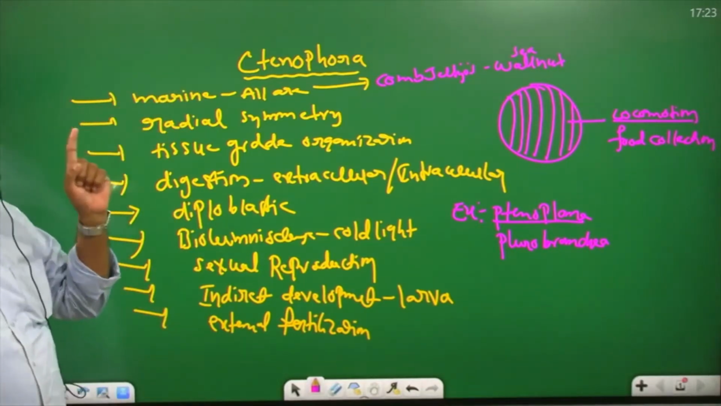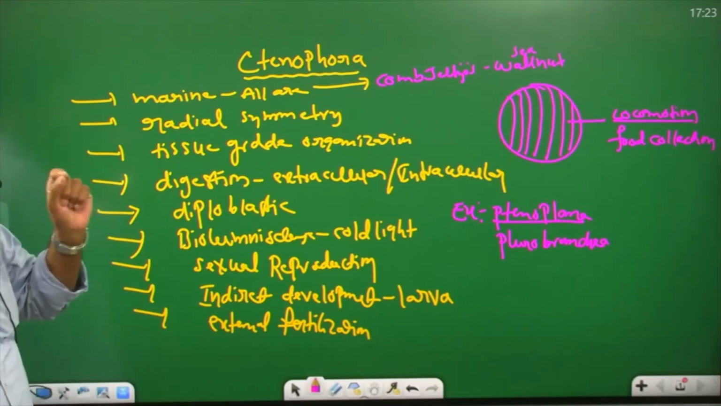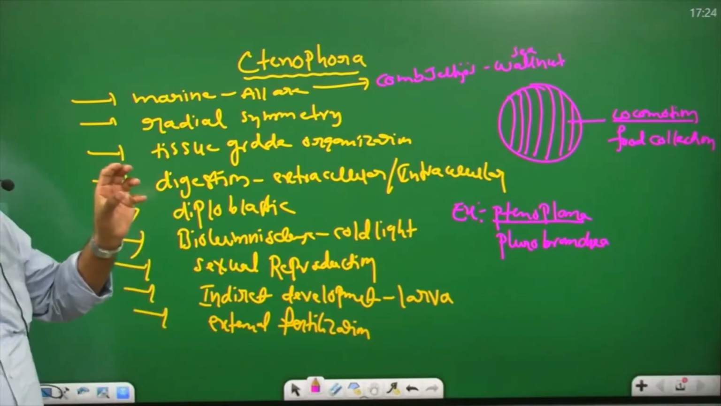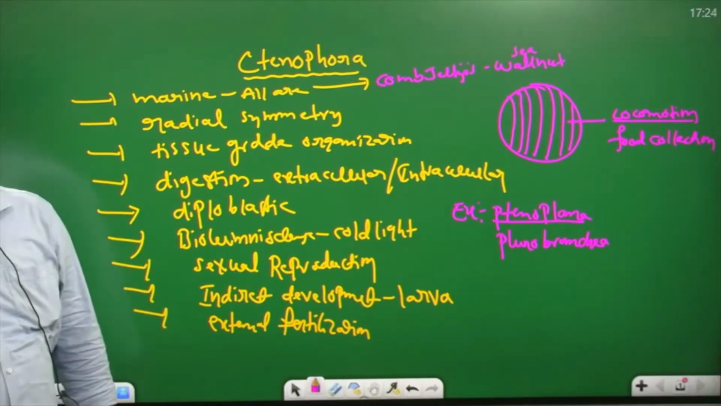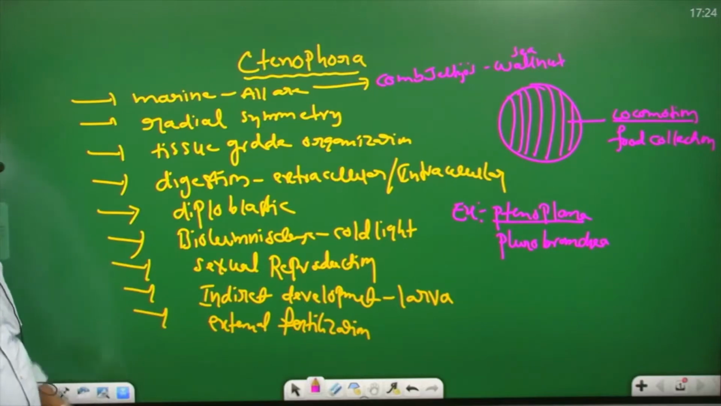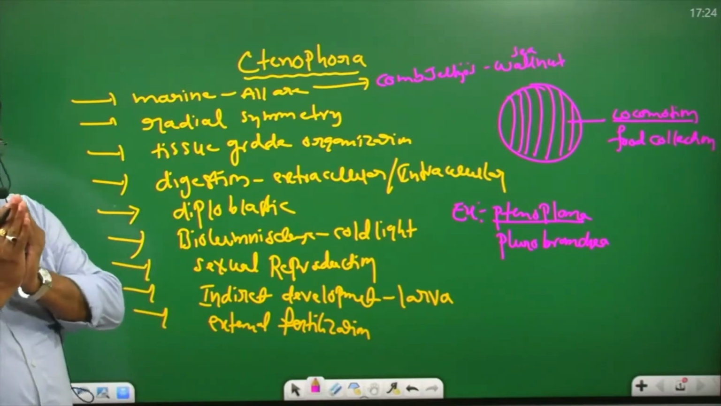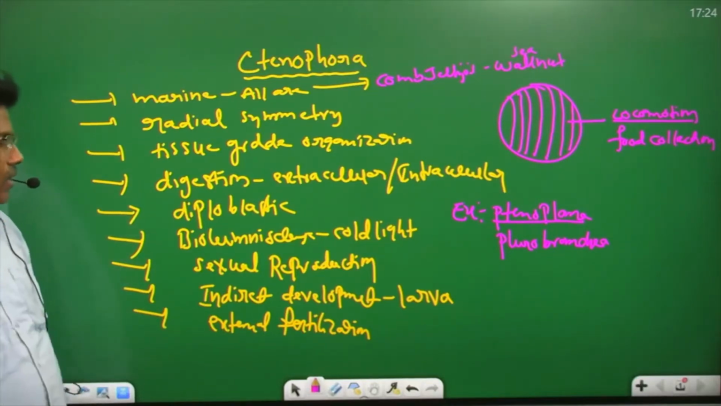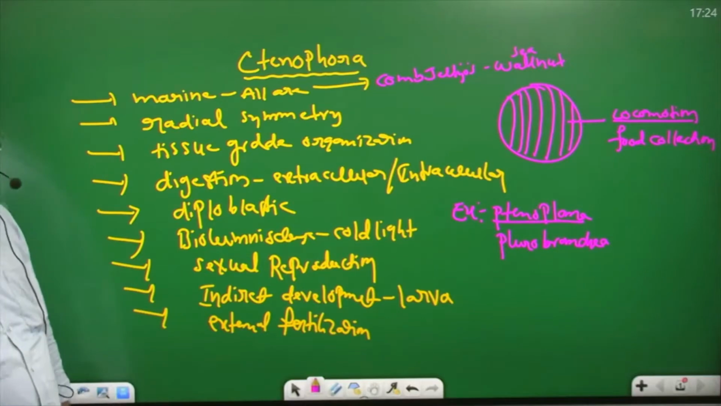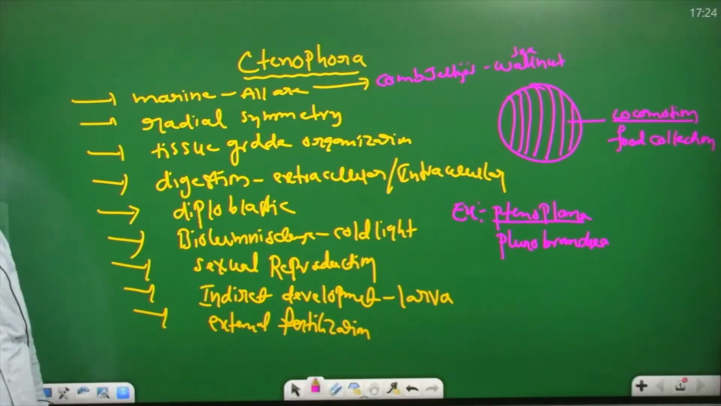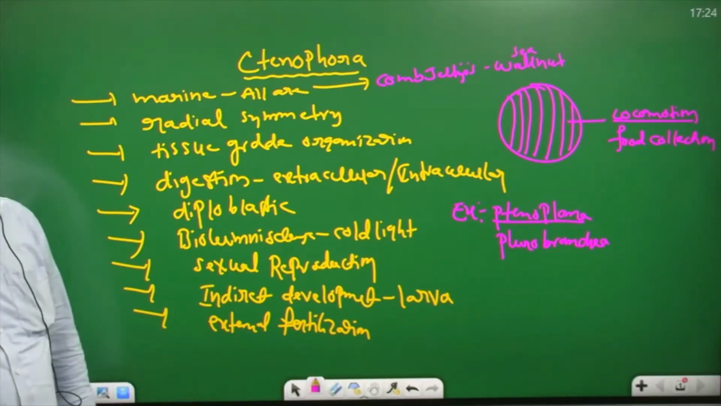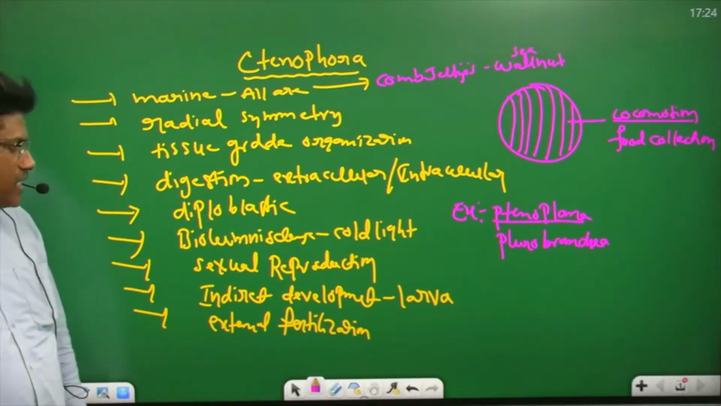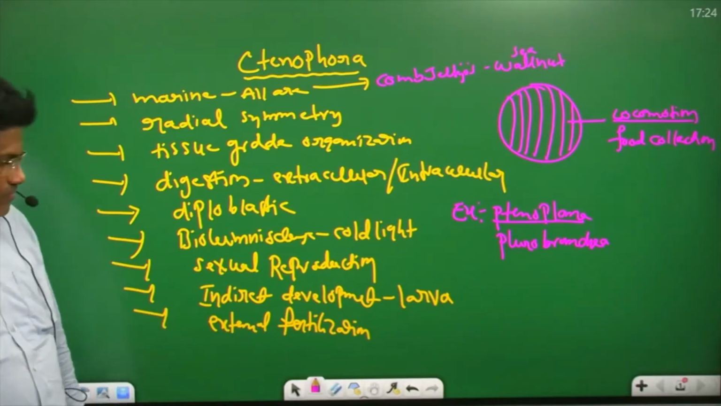Ctenophora are marine, all are marine. They are commonly known as comb jellies, also known as sea walnuts. The body is covered by 8 comb plates, useful for locomotion and food collection. They exhibit radial symmetry. Tissue grade organization, tissues are formed. Digestion is extracellular and intracellular. They are diploblastic organisms. The body is covered by 2 germ layers, ectoderm and endoderm. Yes, they exhibit bioluminescence, cold light.